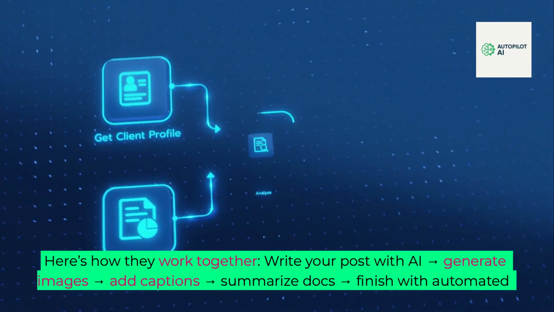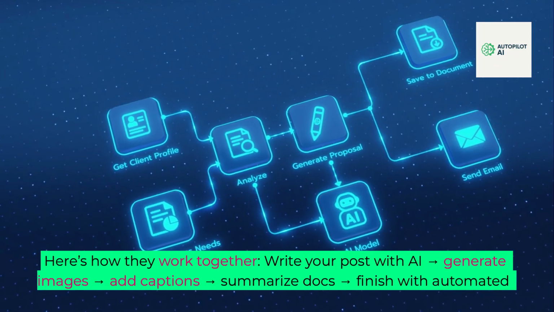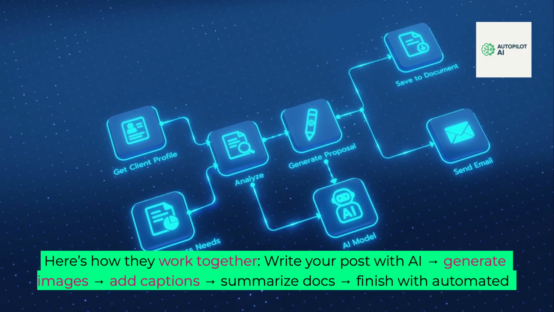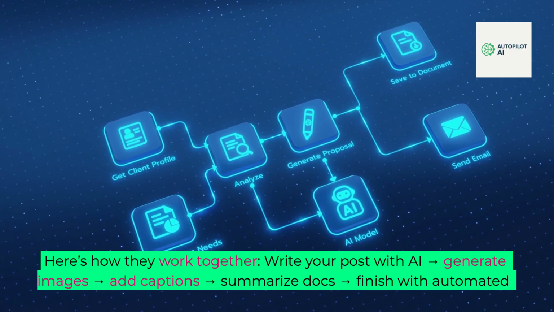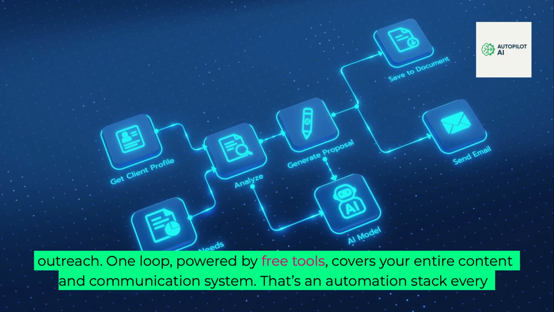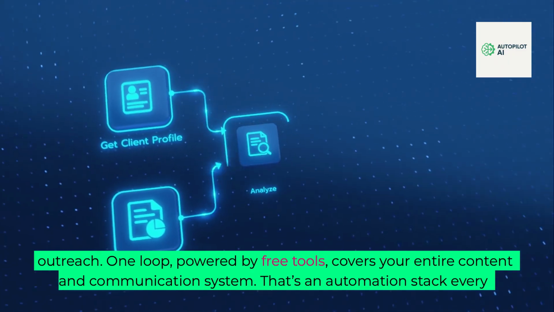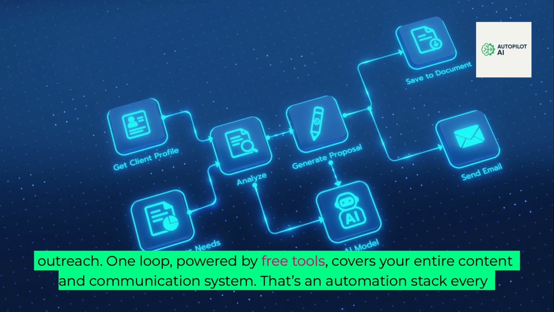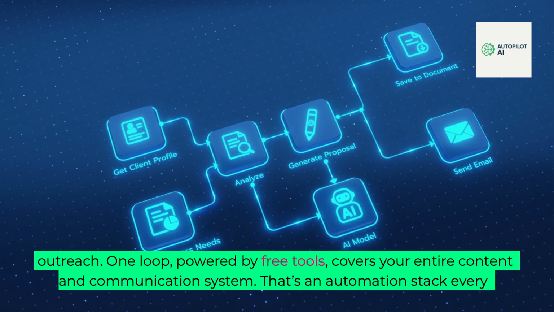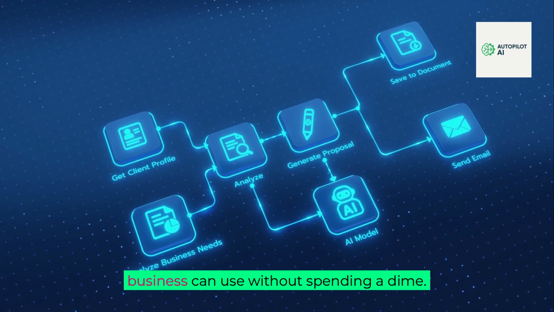Here's how they work together. Write your post with AI, generate images, add captions, summarize docs, finish with automated outreach. OneLoop, powered by free tools, covers your entire content and communication system. That's an automation stack every business can use without spending a dime.